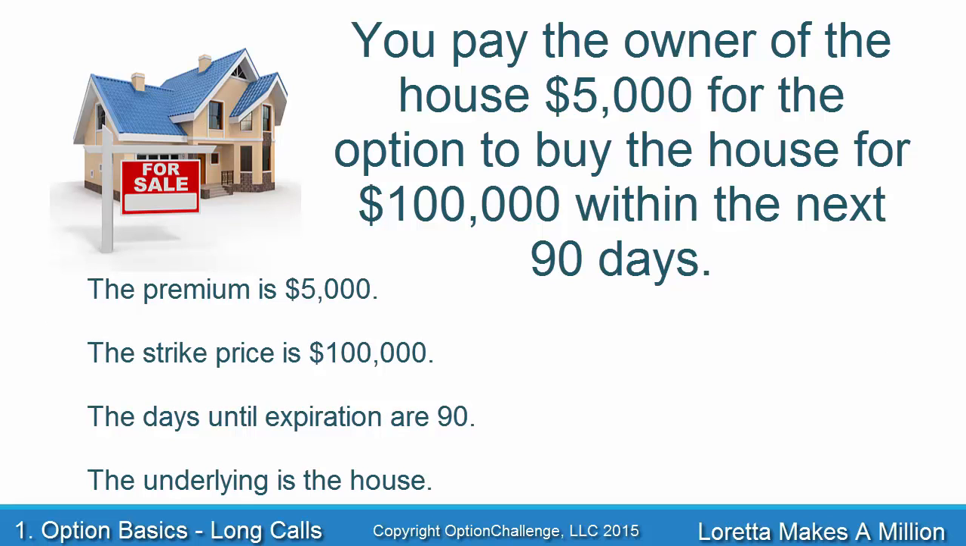The strike price is $100,000, which is also the current price of the house. The days till expiration are 90. The underlying is the house. Now, you have the right, not the obligation, to buy the house for $100,000 in the next 90 days.